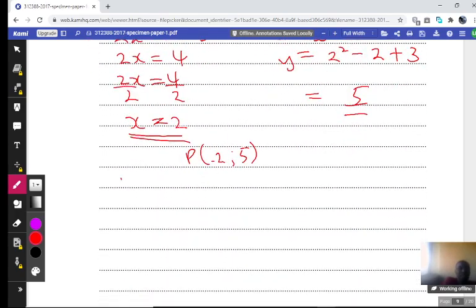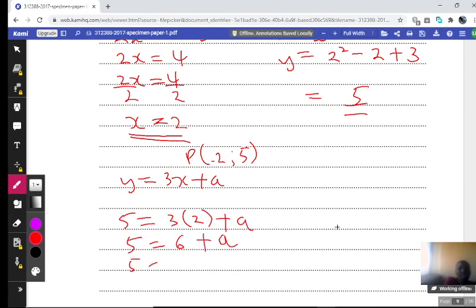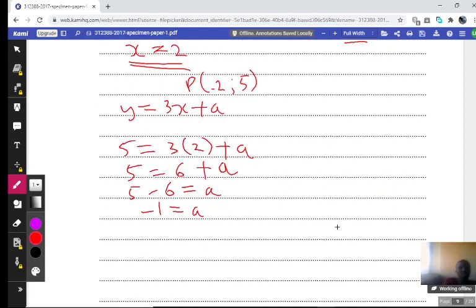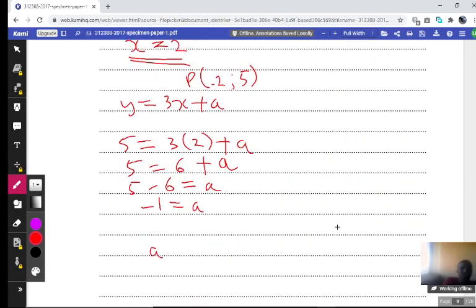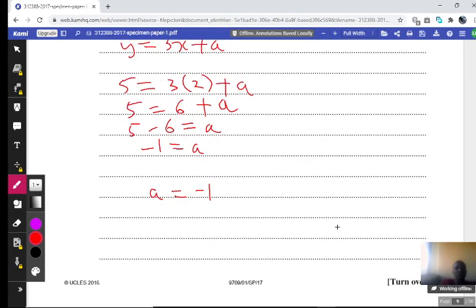Our equation for the tangent is y equals 3x plus a. Where there is y, you put 5, and where there is x, you put 2, so 3 times 2, then plus a. So 5 is equal to 6 plus a. 5 minus 6 is equal to a, so minus 1 is equal to a. So a is equal to minus 1. Then you are done. That's what it is, so we are done with this question.